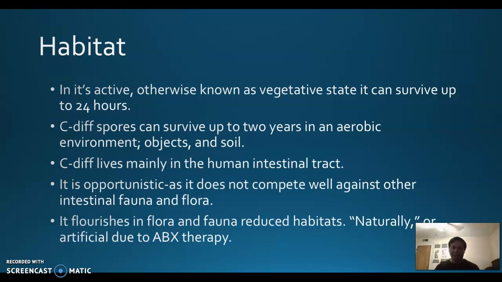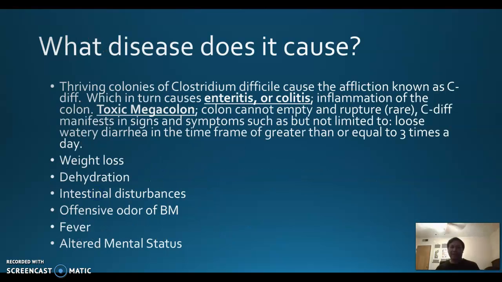So where it does flourish, though, is when the natural organisms in the human gut have been reduced, whether naturally, due to old age, or the introduction of an artificial environment, such as the introduction of antibiotics or immunosuppressant drugs, where the natural fauna has been reduced, and this is when C. diff can thrive and proliferate well. This is when it causes a problem.